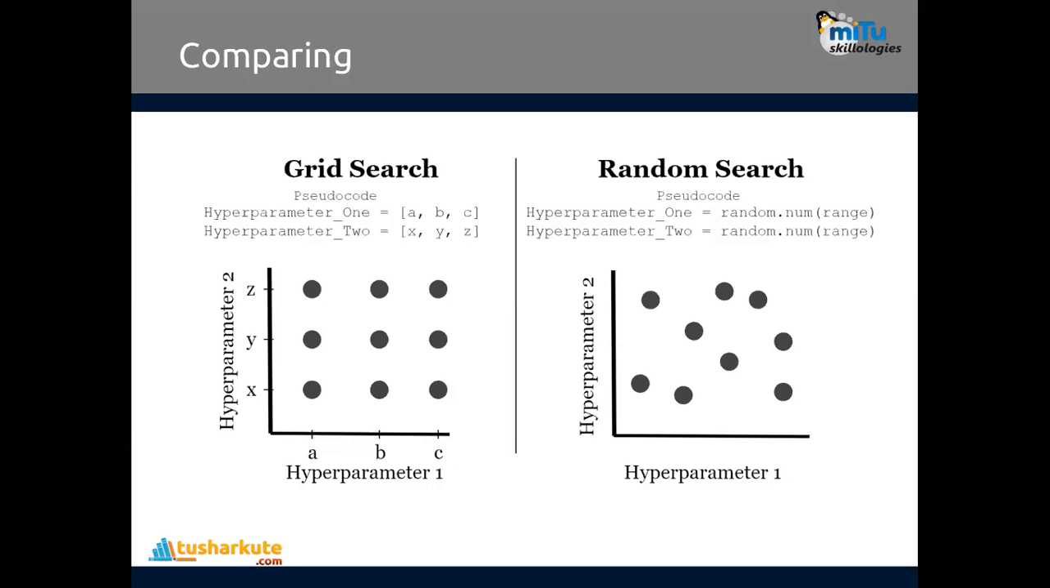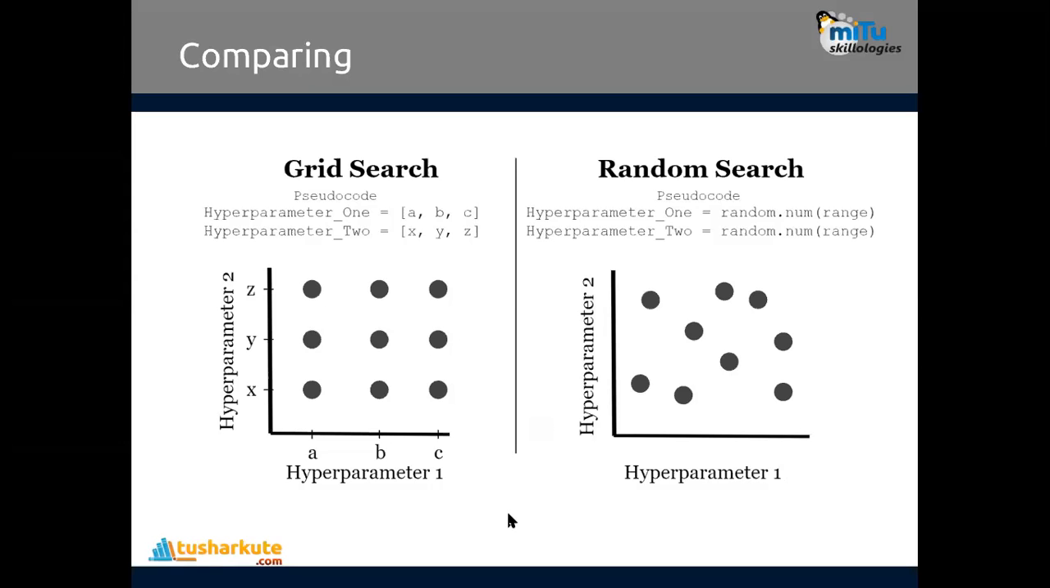So the first set of hyperparameters is given as A, B, C, and the second set of hyperparameters is given as X, Y, Z. Then they make combinations of these in a grid format. First, A will be taken with X, Y, then A with Z, then B, then C, and the same thing happens for each of them, in a grid kind of format.